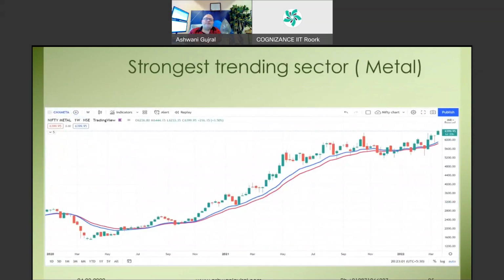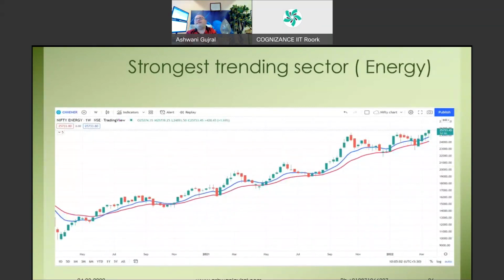Now, this is the metal space. As you can see here, in an uptrending market, the metals are doing very well. These days, you must be aware what is going on in Ukraine and Russia. Russia is a major producer of metals, and hence, the metal sector is doing extremely well. So based on this information, you should be looking for opportunities in the metal space.